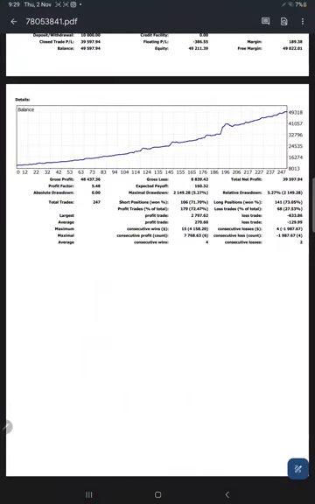Here is a trading account statement. You can see this graph constantly it is growing. The profit factor is 5.48. Total number of trades are 247. Average profit and loss is 270 and 129. So we will find out the risk reward ratio based on the average profit and loss.